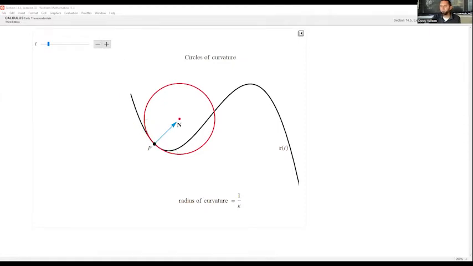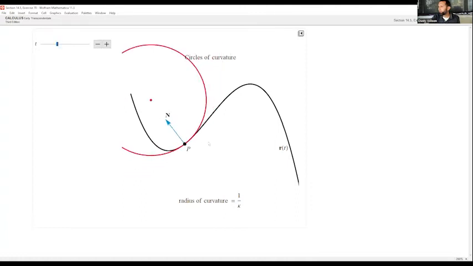As our point moves along, notice that when the curve is really tight, like at a tight part of the curve, the circle is smaller. When we're at a flatter part of the curve, the circle is much bigger. But in each case, they have the same normal, kind of pointing towards the center. They have the same tangent, but they also have the same curvature.